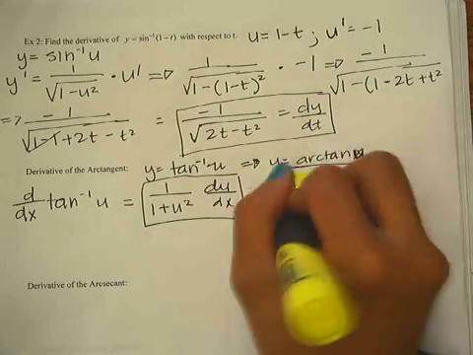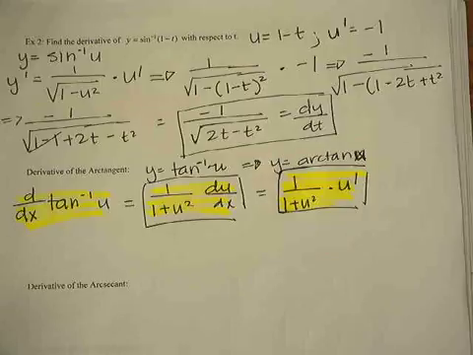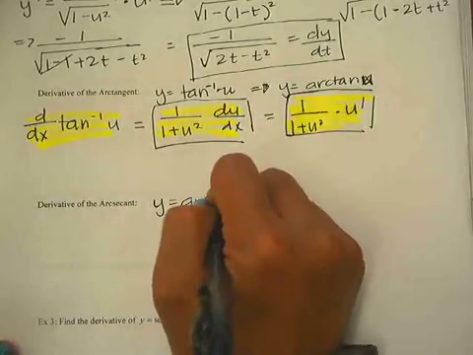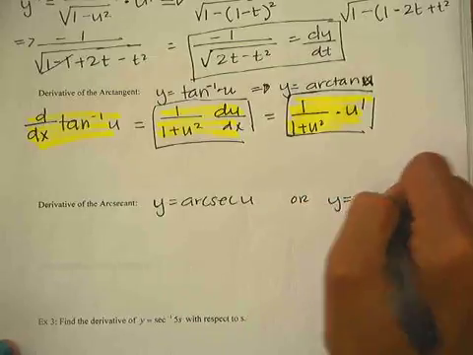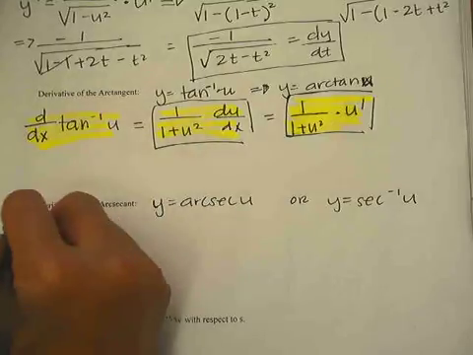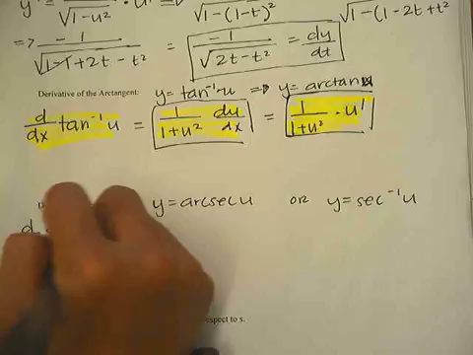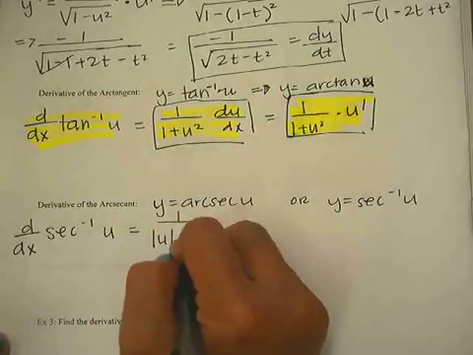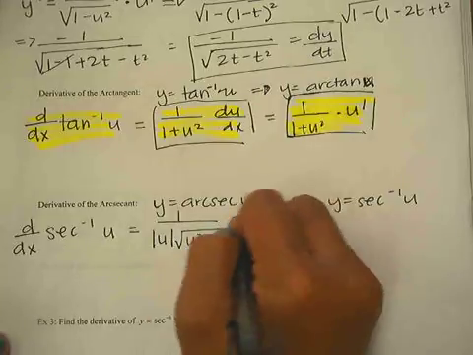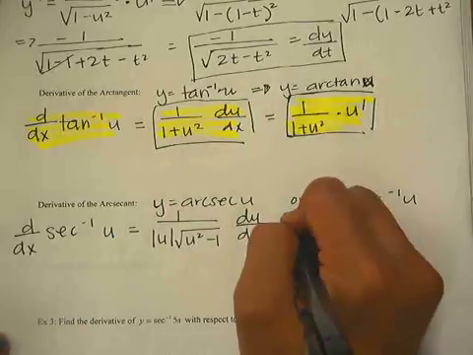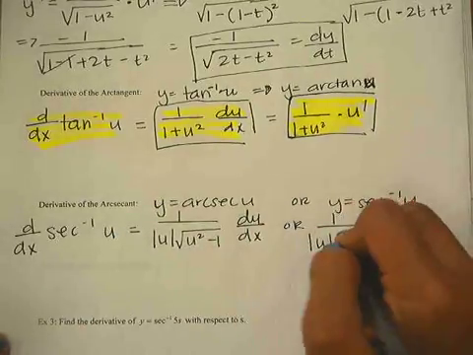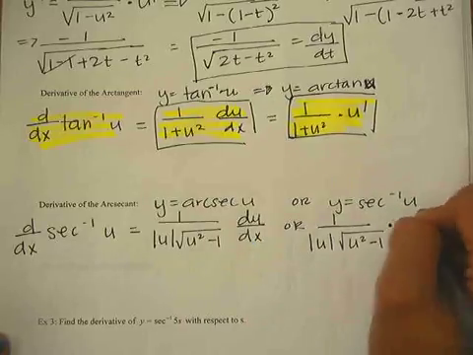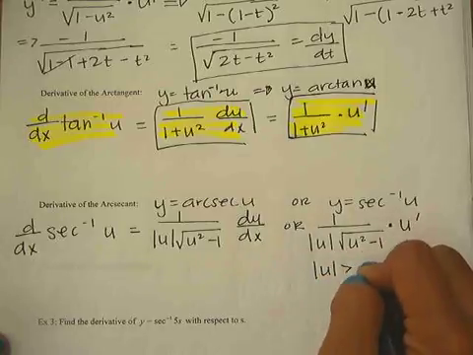Okay, so highlight this. Third equation for the inverse: y equals arc secant of u, or y equals secant inverse of u. The derivative with respect to x, by the way, if you have secant inverse of u, is 1 over the absolute value of u times the square root of u squared minus 1, times du dx, because I'm taking the derivative with respect to x, not u. If you don't feel like using this notation, du dx, you can just do u prime, provided that the absolute value of u is greater than 0.